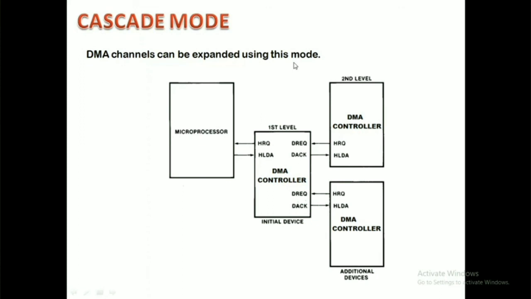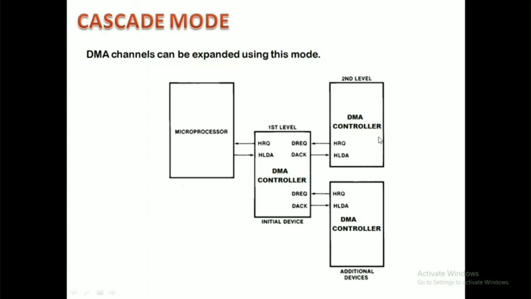Next is your cascade mode. DMA channels can be expanded using this mode. As you know, your DMA controller has 4 channels. That means 4 IO devices can be connected together. But if you want the number of channels to be greater than 4, that means you want to connect more devices, then you can cascade DMA controllers in this way. In this example, you can see 2 DMA controllers are cascaded to the first level DMA controller. So this is a 2-level DMA system. The first level DMA system will be called the master device, while the second level DMA systems will be called slaves. And more levels can be added simply by cascading DMAs to channels of preceding levels.